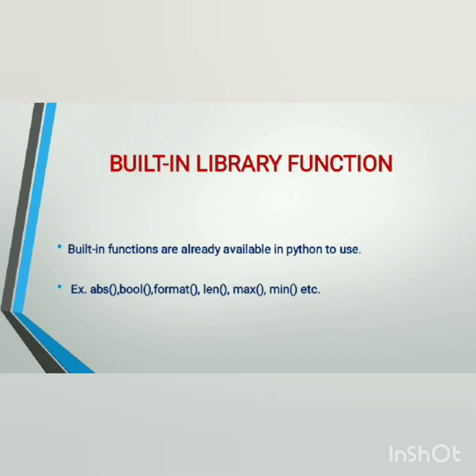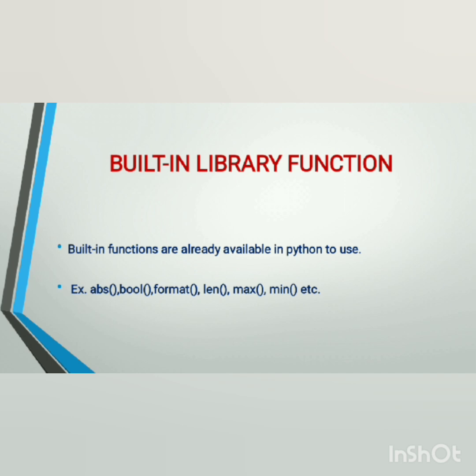First one is built-in library function. From the name itself we can easily identify that these functions are already built and stored in the Python software. So no need to create your own function. Built-in means the function is already available in your Python, so you can just use those functions. Examples: abs function, bool function, format function, len function, max function, min function, etc. So many functions are there.